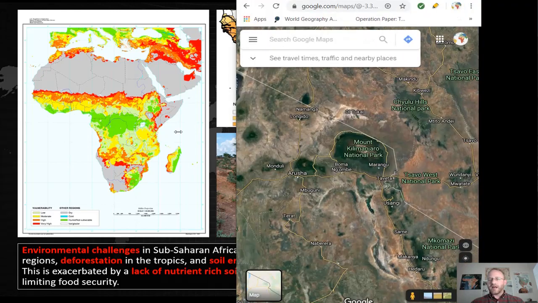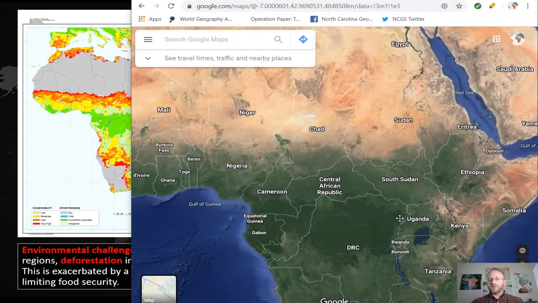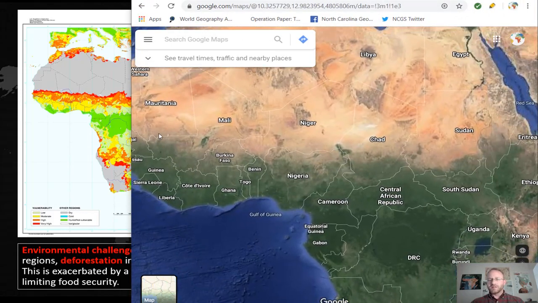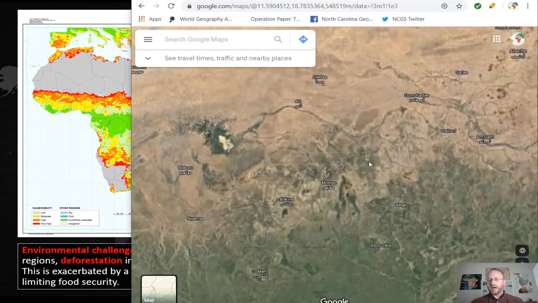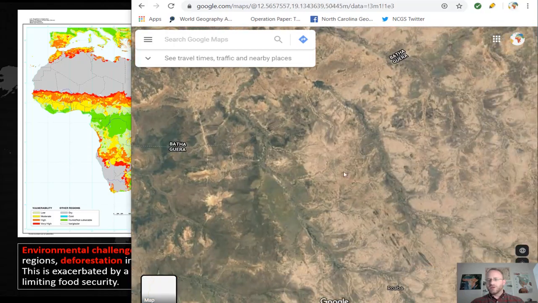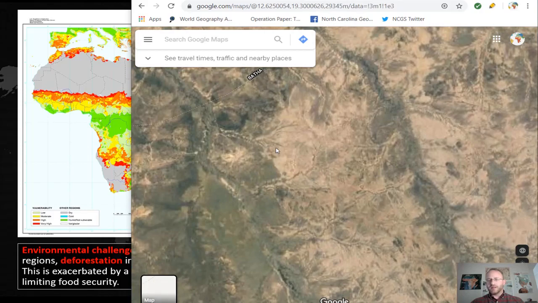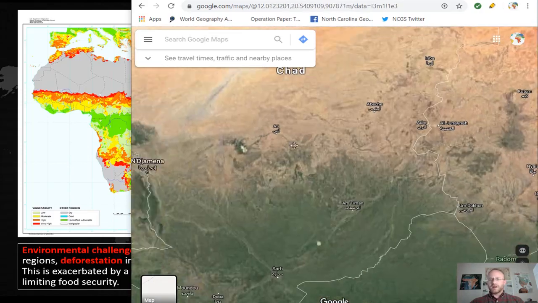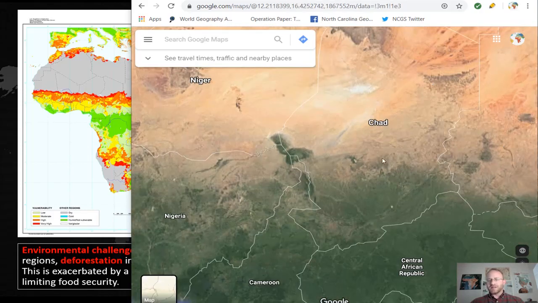If we go to Google Maps, we might get a better view of this. The Sahel is this sort of shaded region between the savanna here and the desert here, and it's marked by grasslands, which you can see partially here. This area is mostly used, again, by pastoral people for cattle grazing.